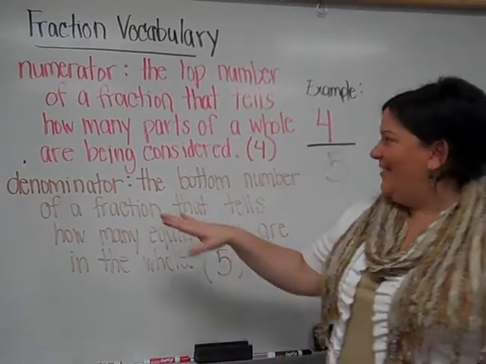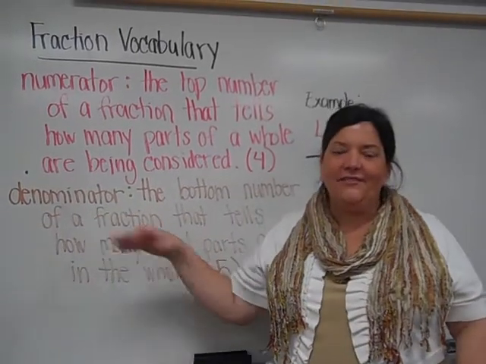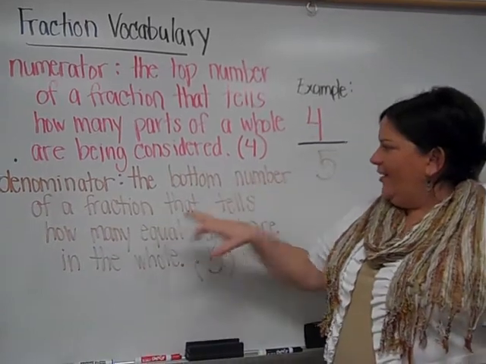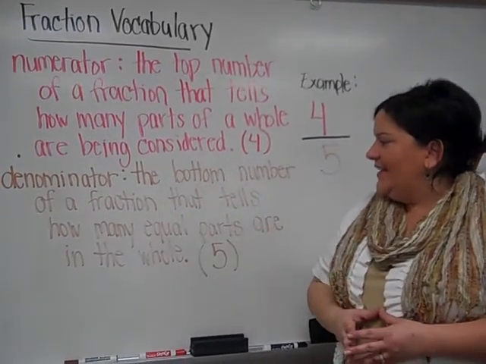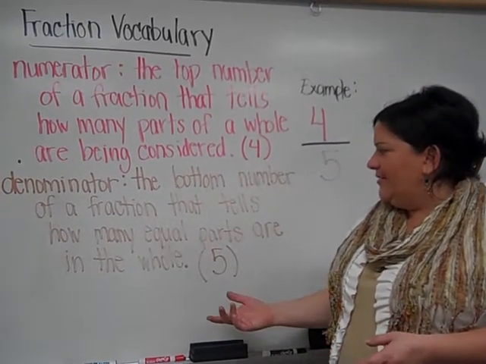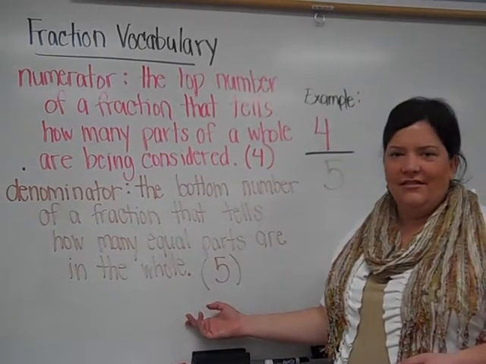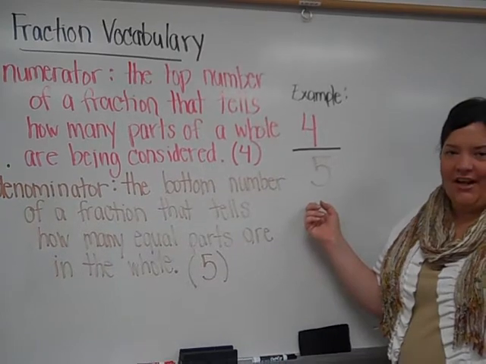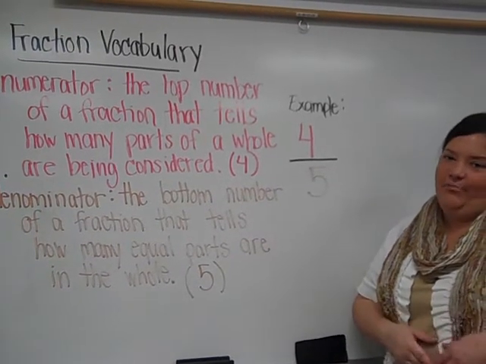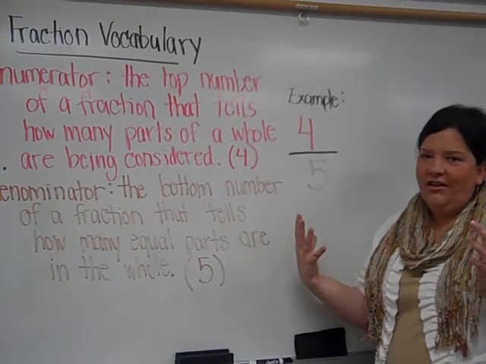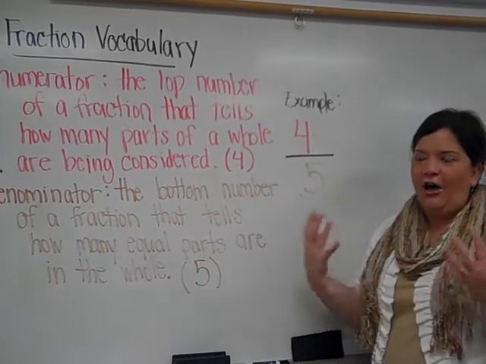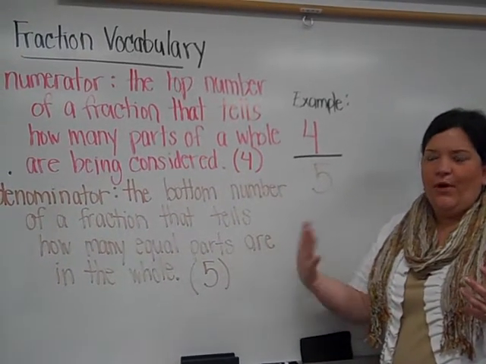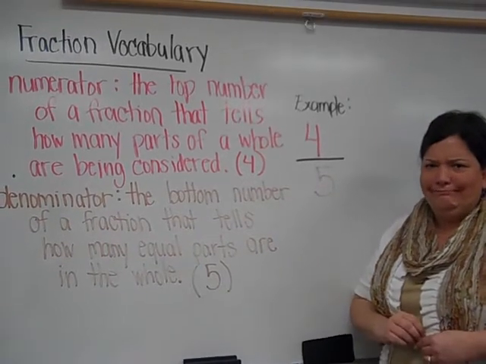The next vocabulary word is denominator. And the denominator is the bottom number of a fraction that tells how many equal parts are in the whole. So with our example, 5 is our denominator. 5 would be the whole number, or all of the parts that represent the denominator.